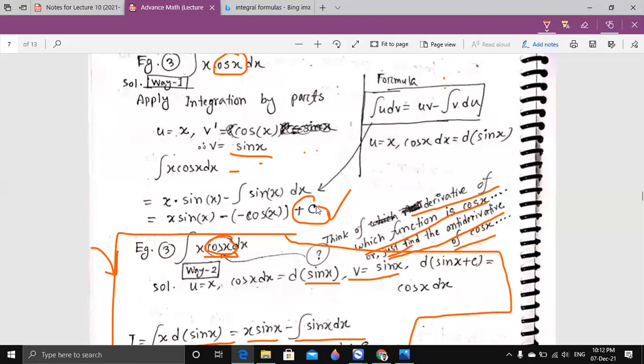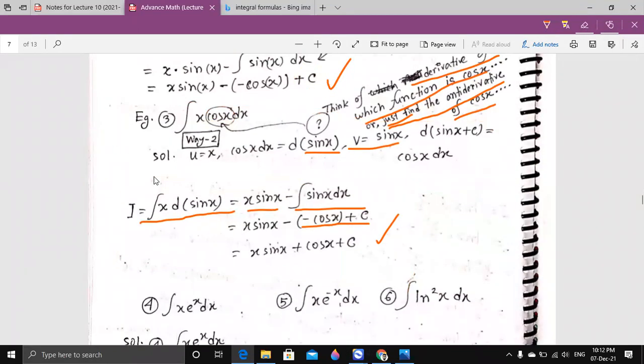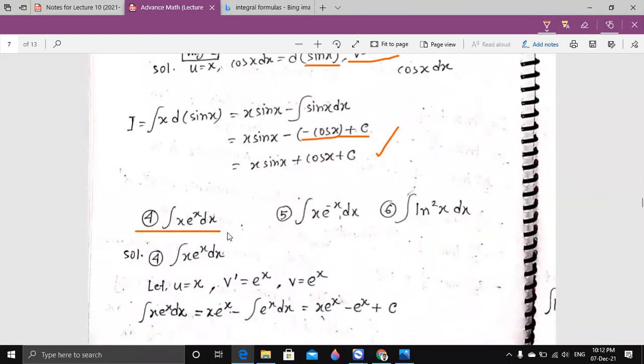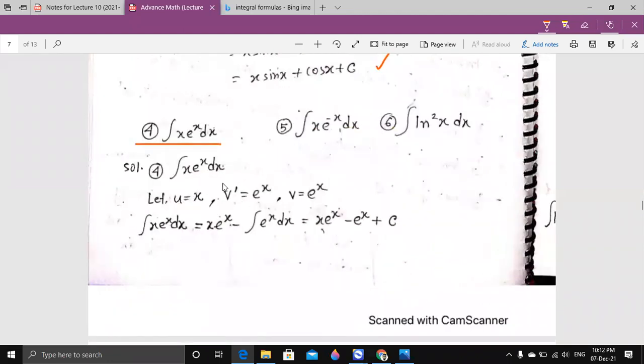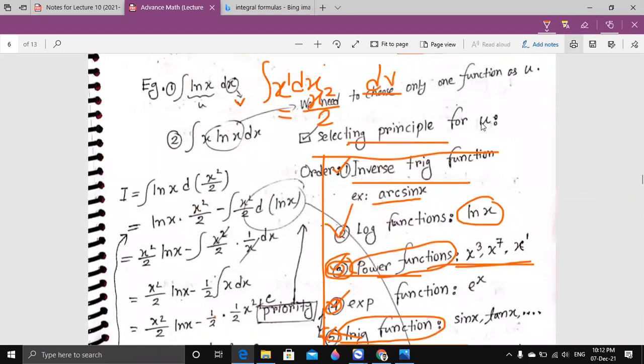So, guys, I think we can move to the next question. Here we have the integration of x e to the power x dx. So again, go back to our selecting principle for u.